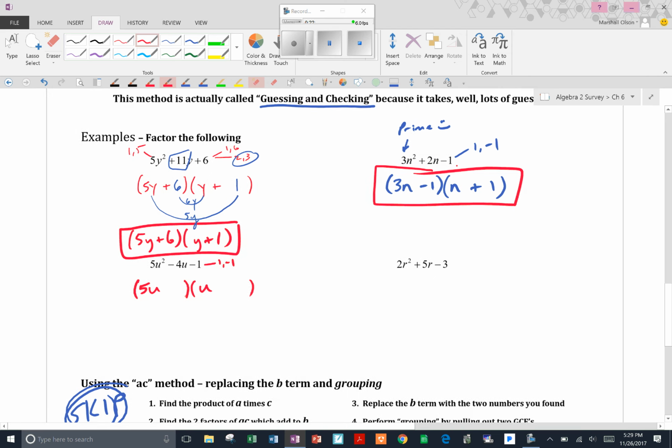So, again, it's thinking about, I want a negative 4. So let's be a little proactive here. I know I want the negative 4. I probably want to multiply the 5u a little bit smaller. I probably want to multiply that then by the negative value, minus 1. And I probably want to multiply the u by the positive value, because that would give me u and negative 5u, which adds up to the negative 4u right there. So that's our final answer there: 5u plus 1, u minus 1.